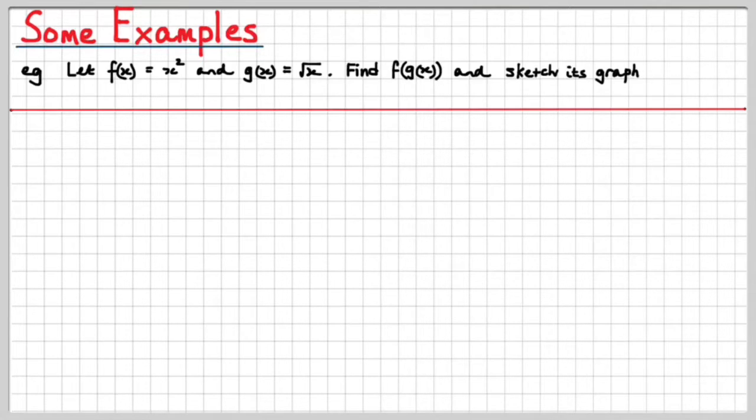Now, we're going to do some examples here, so fasten your seatbelts doubly. Here we go. Right, we're going to let f of x equal x squared, and we're going to let g of x equal root x. And we're going to find f of g of x, and we're going to sketch its graph.